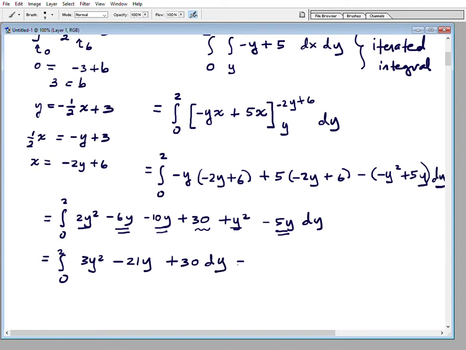Okay, so integrate the usual way. Okay, so this would be y cubed over 3. So here we just have y cubed minus 21y squared over 2 plus 30y, from 0 to 2.